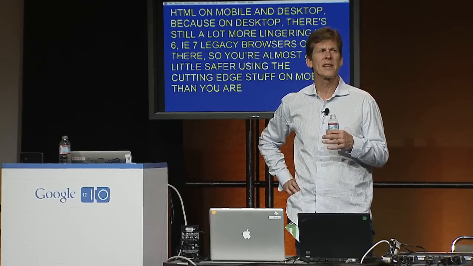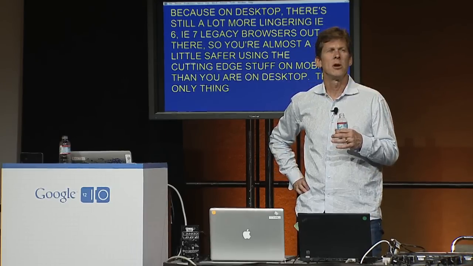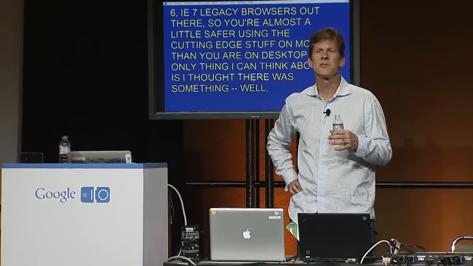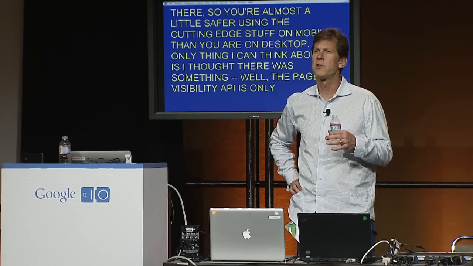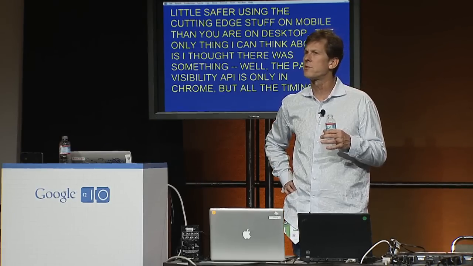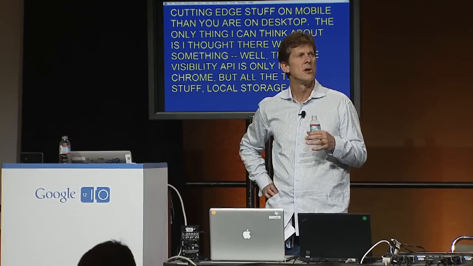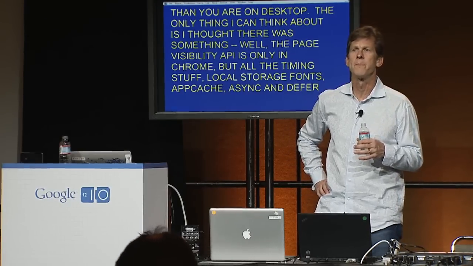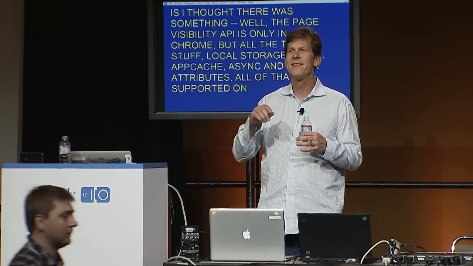The only thing I can think about is, I thought there was something, well, the page visibility API is only in Chrome. But all the timing stuff, local storage, fonts, app cache, async and defer attributes, all of that is supported on mobile too. Yeah. Thank you.